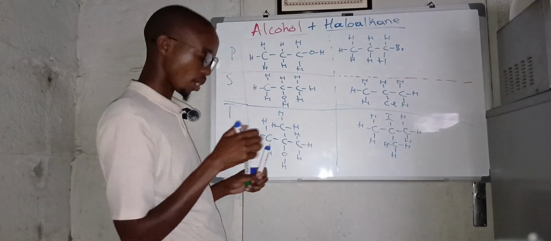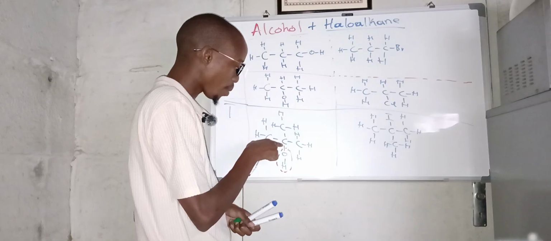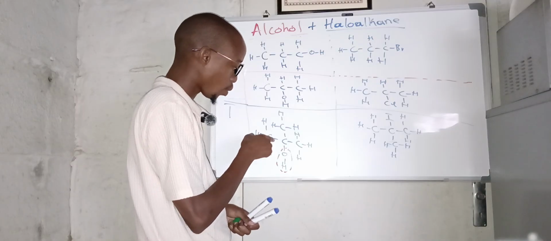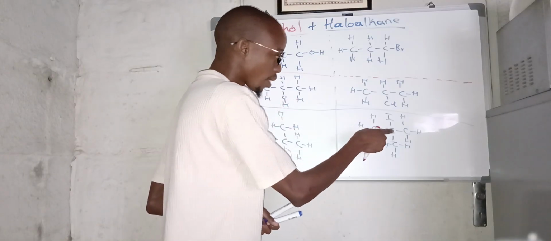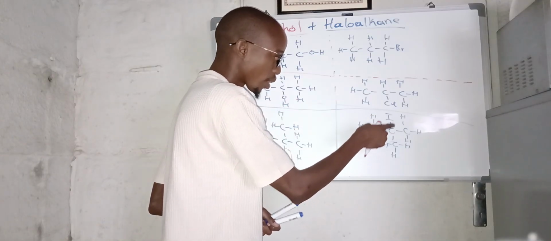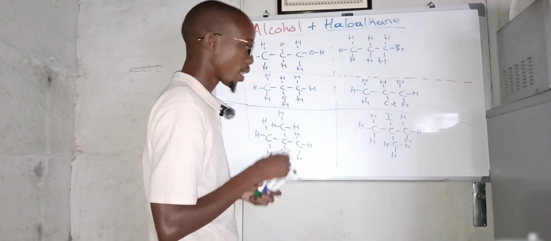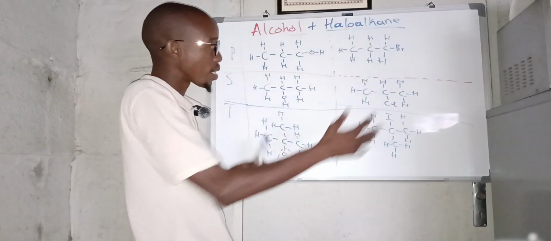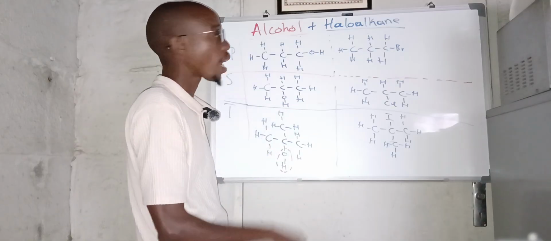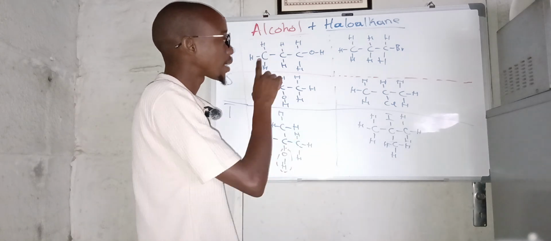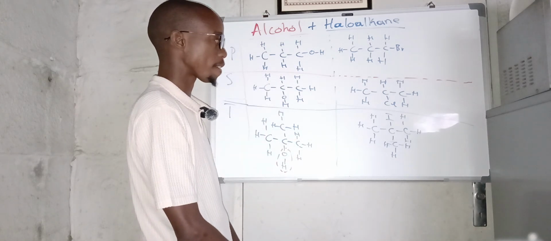Now, let's come to tertiary. We realize we have our functional group here, and the carbon bonded to the functional group is bonded to three other carbons, meaning tertiary. The functional group is there. The carbon bonded to the functional group is bonded to 1, 2, 3 other carbons, making it what? Tertiary alcohol. This is basically the whole idea of how we can see primary, secondary, and tertiary alcohol and haloalkane. That's the relationship between these two homologous series.